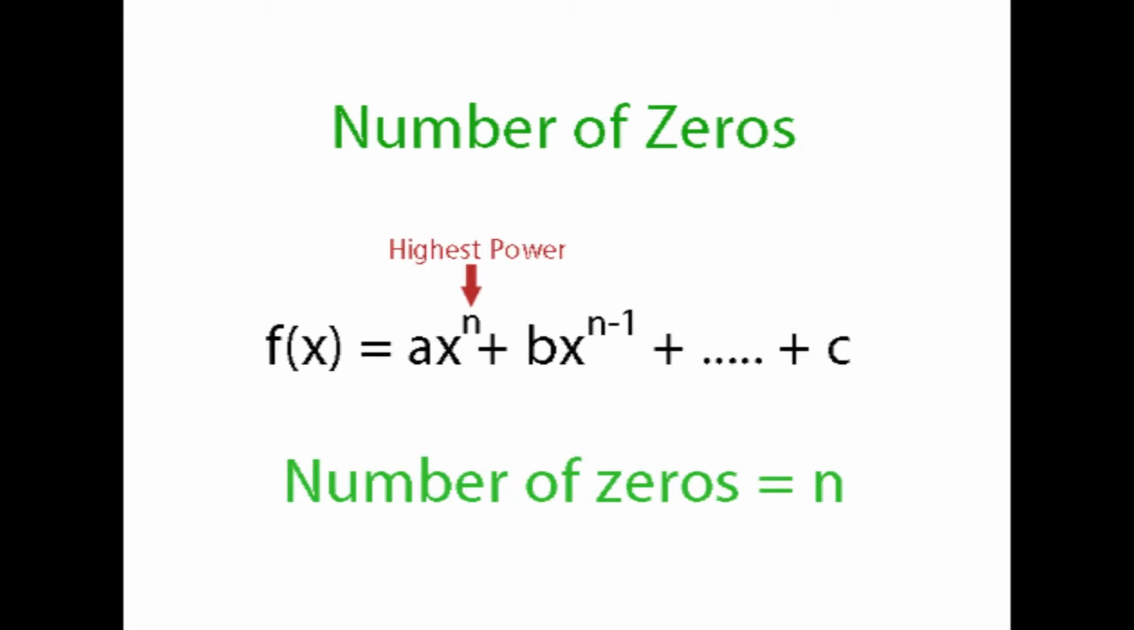Now to find the number of zeros, let's also look at the highest power. And the highest power also tells us the number of zeros we're going to have. So if that number is a 3, like a cubic, we will have 3 zeros. Whether or not they're going to be real or imaginary, we'll see later. If that number is a 6, then we can expect having 6 zeros.